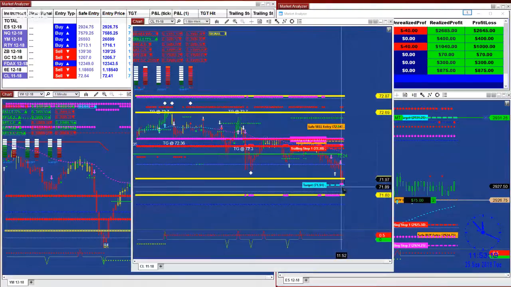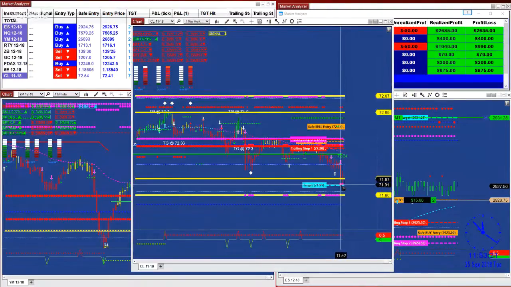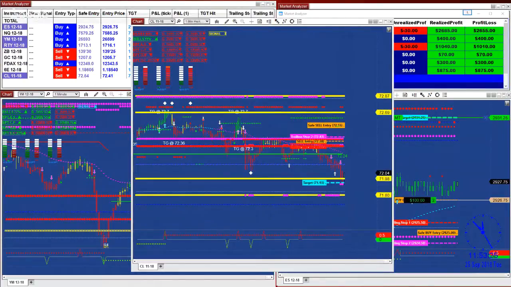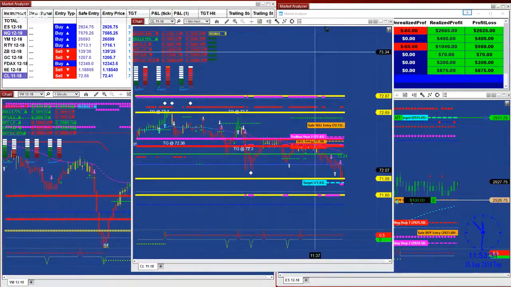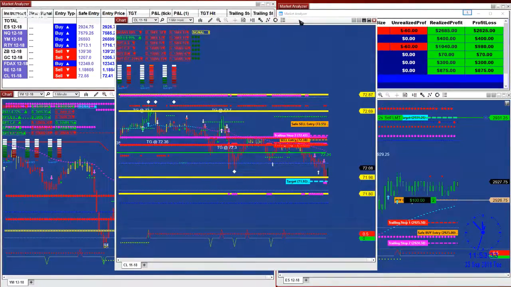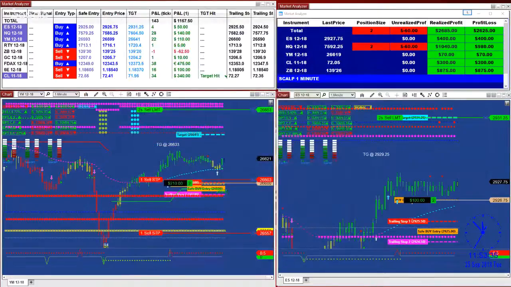Target hit, guys, on the CL. Target hit at 71.91, and now it's about to reverse. So let me see if I can find anything on the CL trade. And now there are a lot of buyers coming in on those two trades, the YM and the ES.